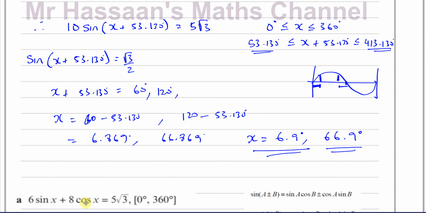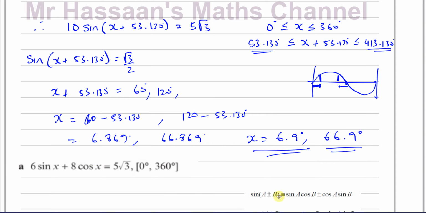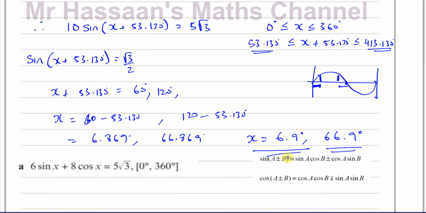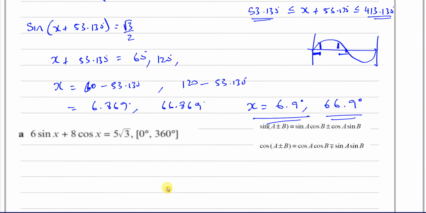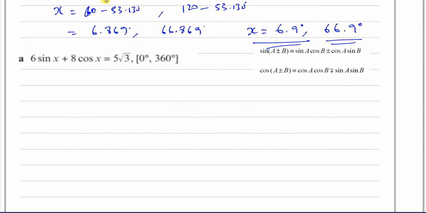Now, as I mentioned, there is another method that we can use in this particular case, which is perfectly fine. For example, we could have written this down first. It could have been given to us as 8 cosine x plus 6 sine x. And if we were to look at this pattern, then it would fit cosine A minus B, because it's like cosine and then sine.